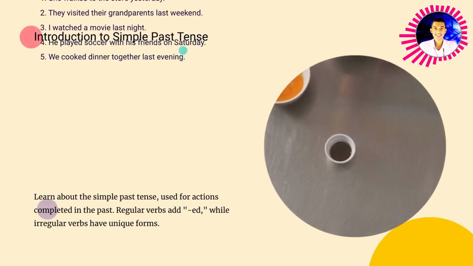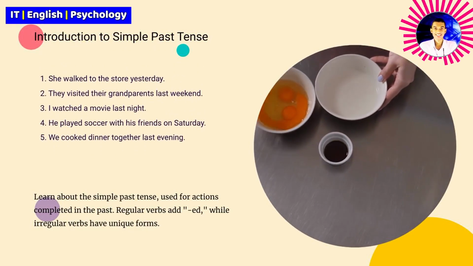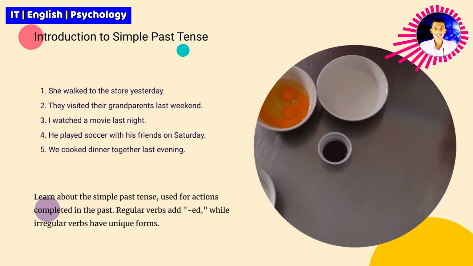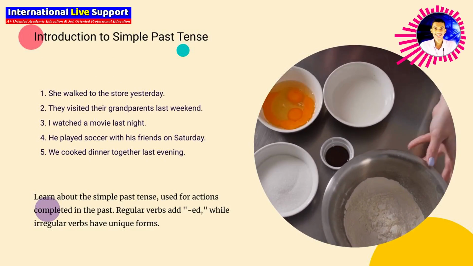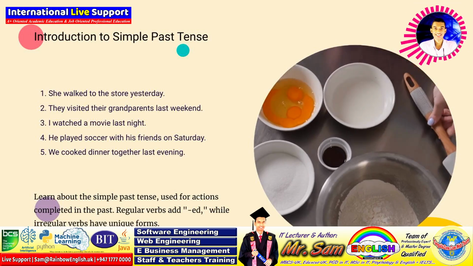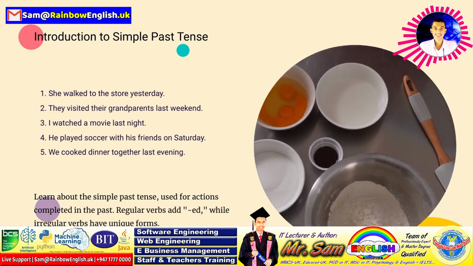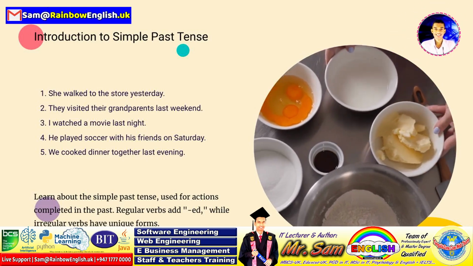Welcome to our lesson on the simple past tense. The simple past tense is used to describe actions that happened and were completed in the past. It is one of the most common tenses in English and is essential for discussing events that have already occurred. For regular verbs, we typically add -ed to the base form. For example, walk becomes walked.